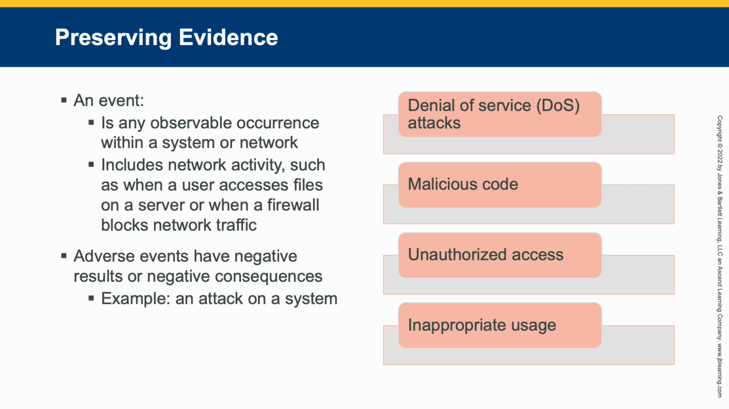Preserving evidence. We have discussed this in quite some detail. An event is any observable occurrence within the system or network. It includes network activity, such as when a user accesses files on a server or when a firewall blocks network traffic. Adverse events have negative results or negative consequences. Examples are an attack on a system, distributed denial of service or DDoS or DoS, malicious code, unauthorized access, and inappropriate usage. It needs to be preserved for future R&D purposes.